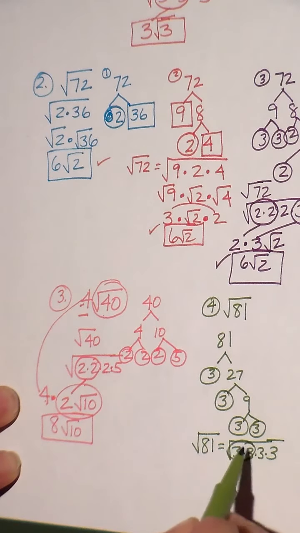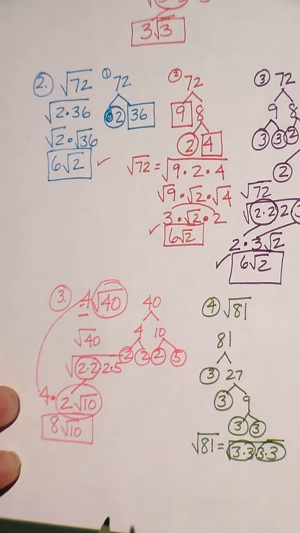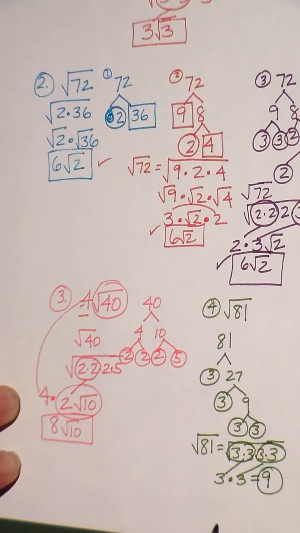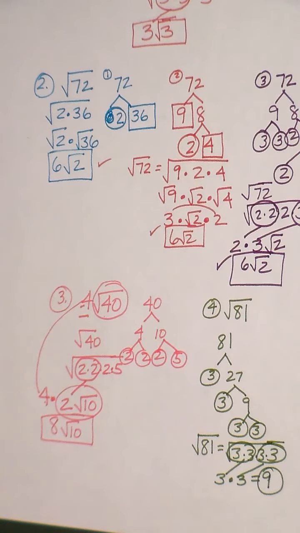But what happens? Pair, pair. For every pair, 1 comes out. There's nothing left underneath, is there? Everything's paired up. That means that this is a perfect square. It's just 9. There's nothing underneath the radical sign. And that's how you simplify radicals.